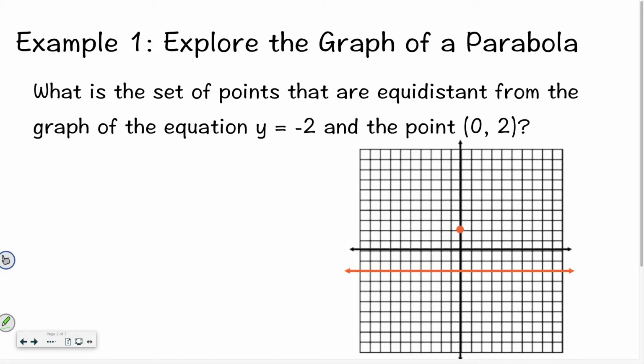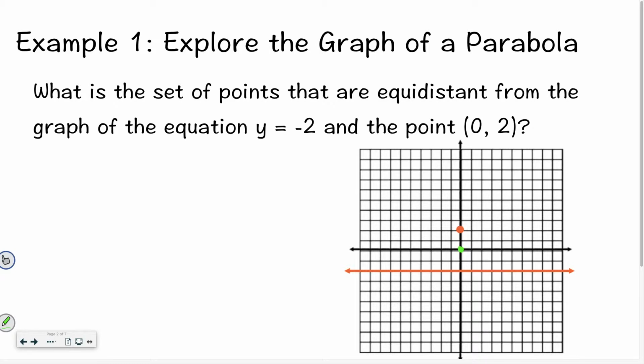If I'm looking for something that's the same distance from the orange dot as the orange line, I would choose something right in the middle, right? That's what we're looking for. In that case, that would be the green dot that I just added. It's 2 units away that way, 2 units away from the line. So I found one point that's perfectly equal distance between the point and the line.